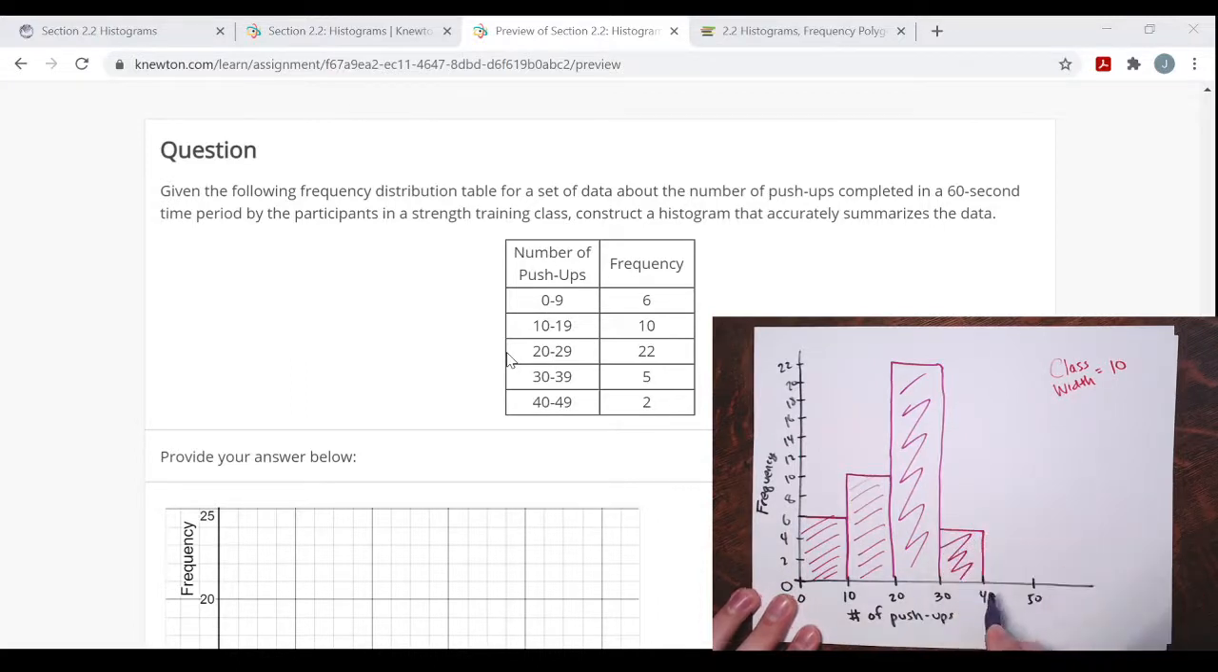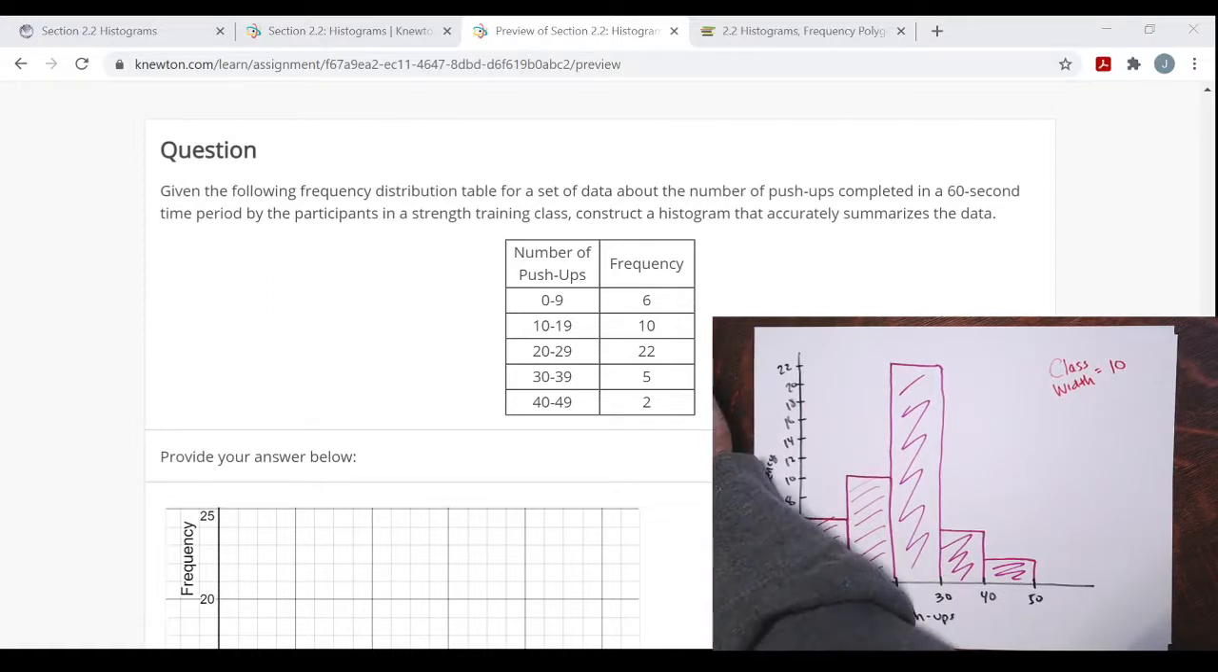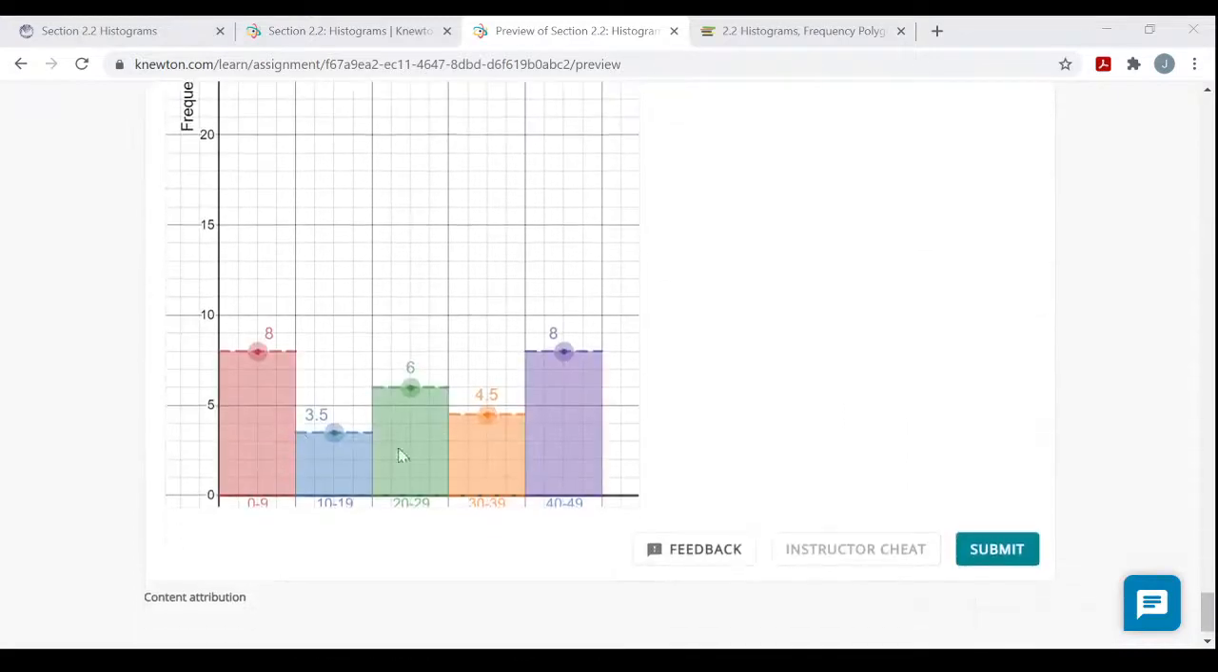And then from 40 to 50, that's 40 to 49, 2 people. And so again, if I were drawing it by hand, this would be the histogram I'd draw for that chart. But you don't have to do it by hand. I'm not going to do all these by hand. All you're asked to do is just move these dots around.